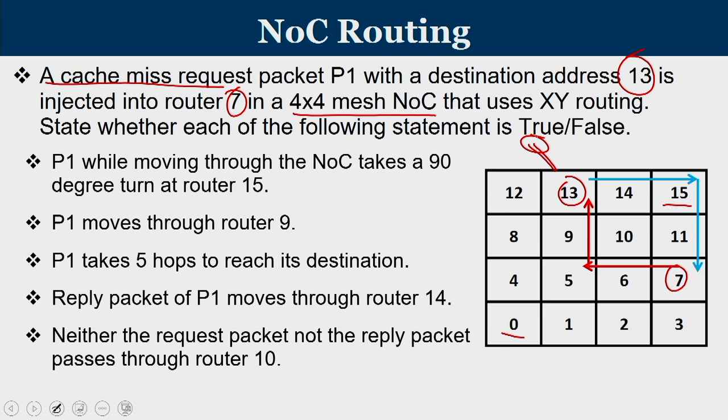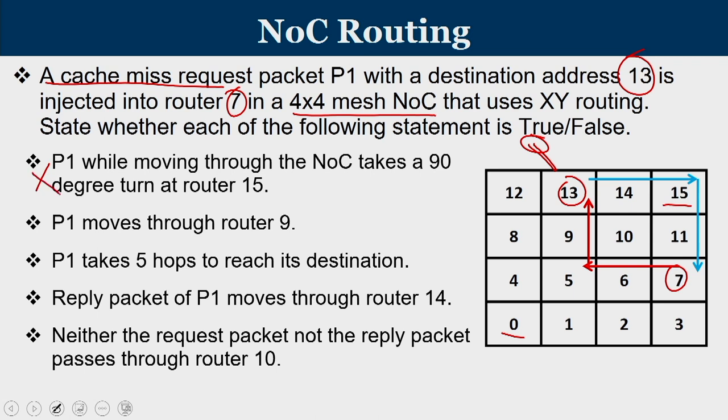P1, the packet we are talking about, while moving through the NOC, takes a 90 degree turn at router 15. So, P1 is moving through the red path. It never travels through router 15. So, the statement that it takes a 90 degree turn at router 15 is actually wrong.